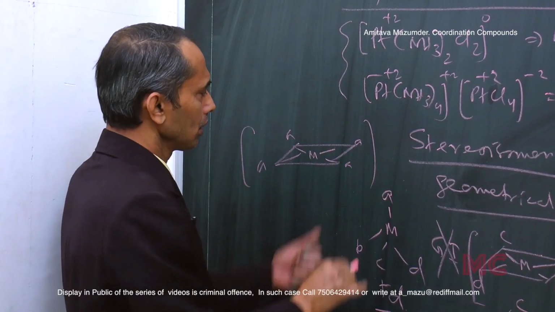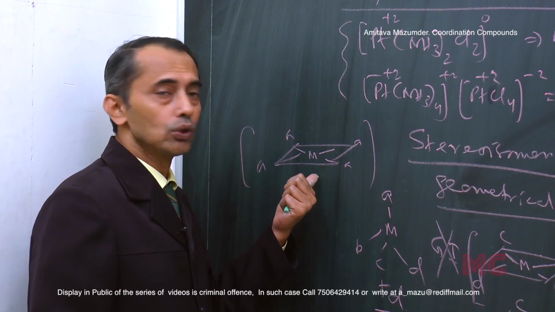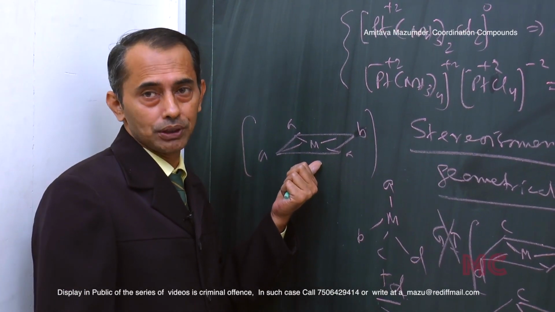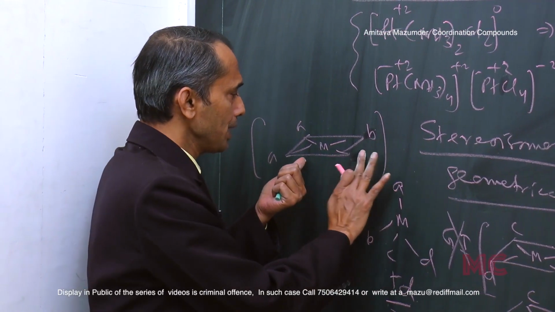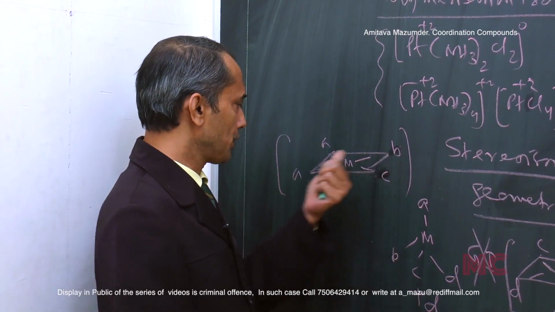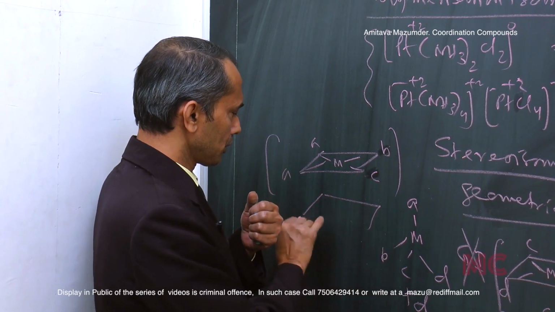Yes, suppose if I talk about simple complex, let's say MA4. In this case, all the ligands are same. So of course there will be no geometrical isomerism. If I say again MA3B, of course there will be no geometrical isomerism. If I say MA2BC, then yes, geometrical isomerism will happen, because B trans A and next one will be B trans C.